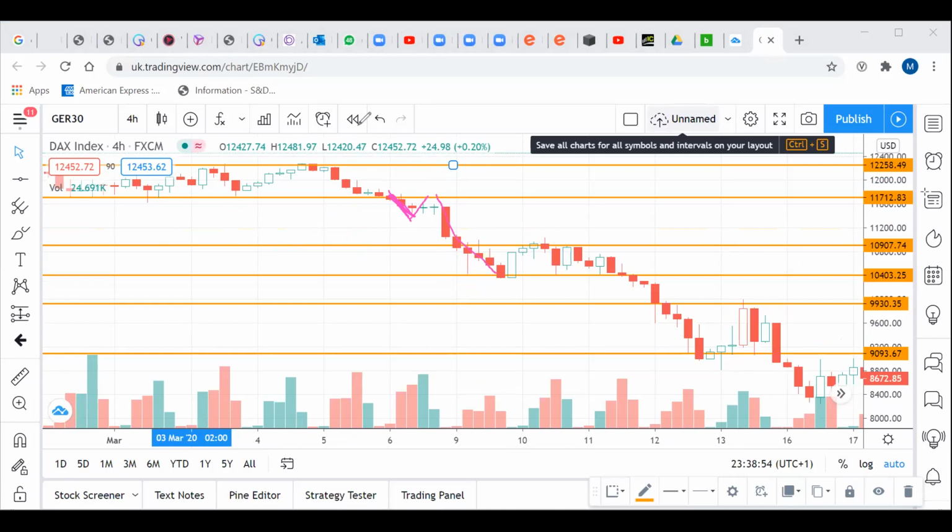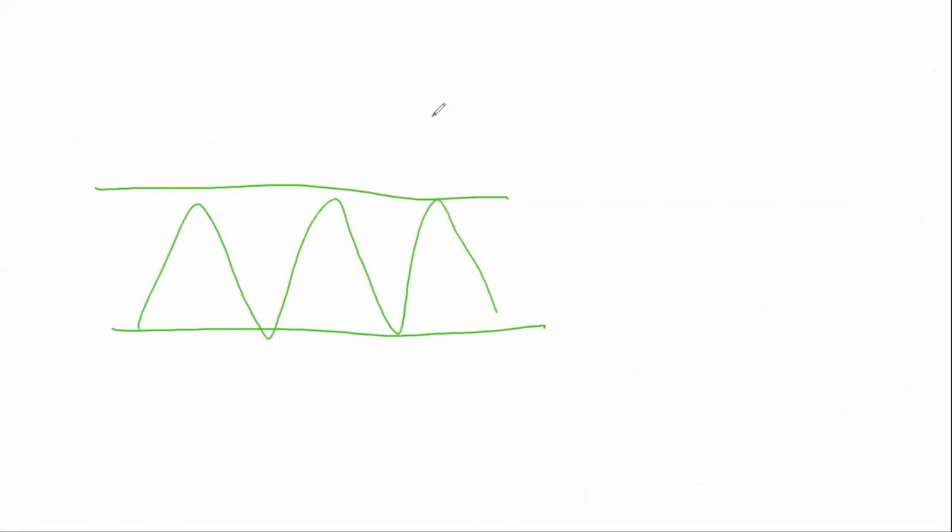If I go into whiteboard, okay, if I just draw this out real quick, you've got consolidation happening here. Then you have a break. It's broken through the support. What price will do is come and test that support and then drop.